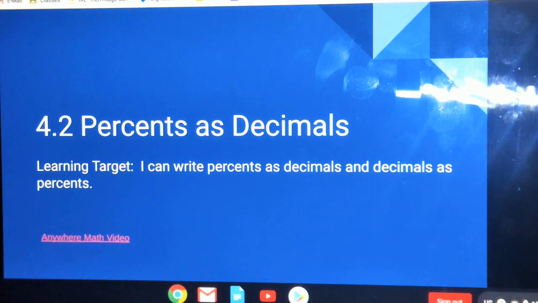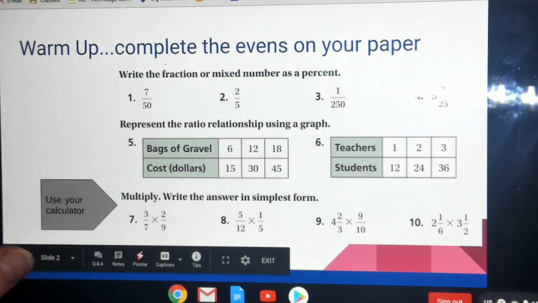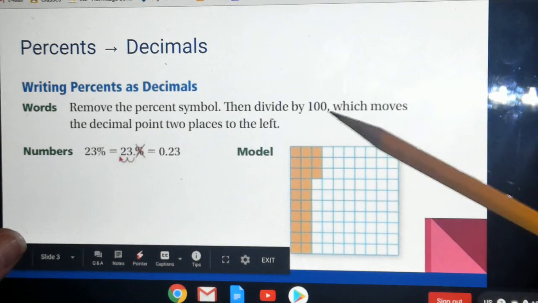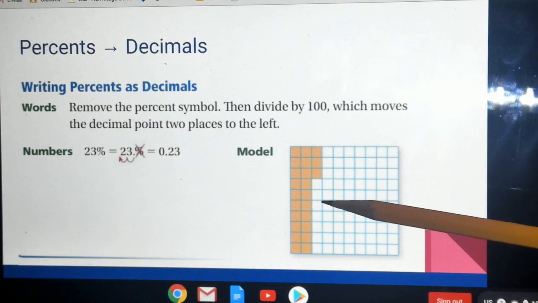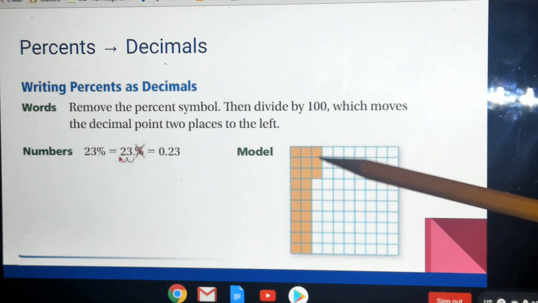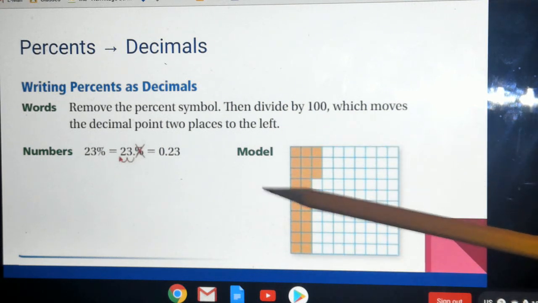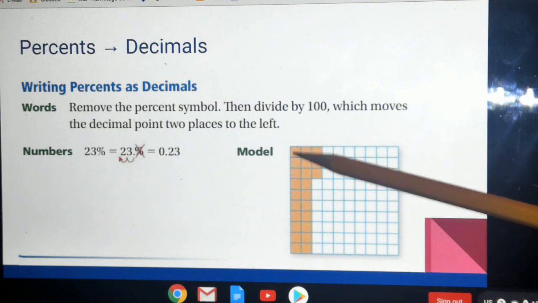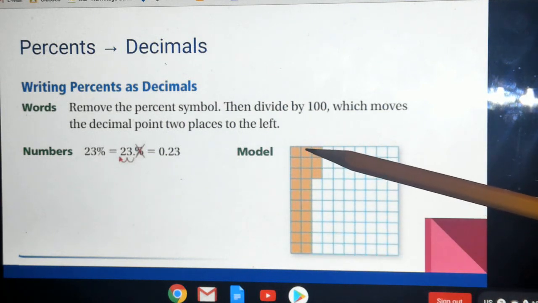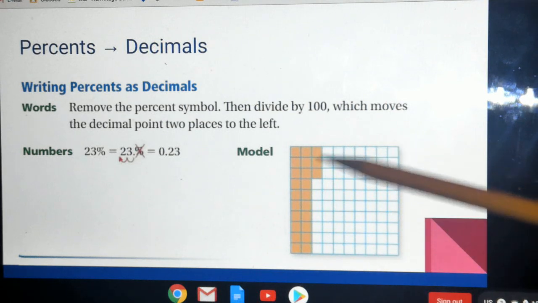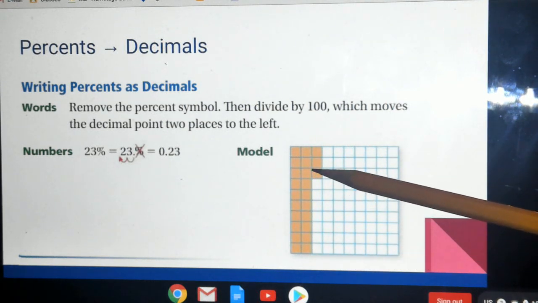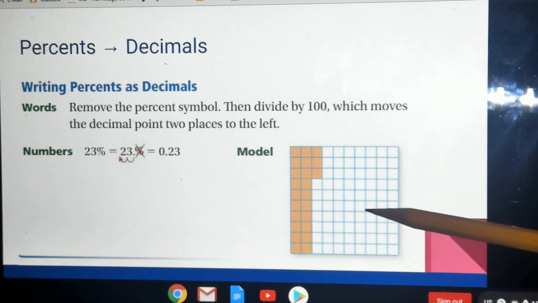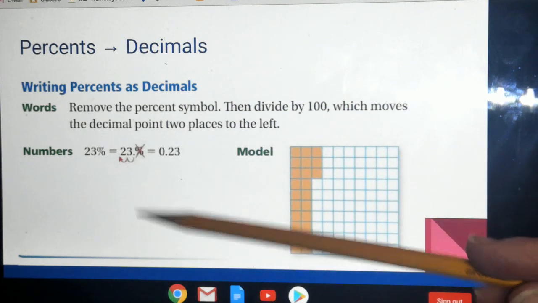But we learned Friday that we could represent numbers as a fraction, as a decimal, and as a percent, and it all means the same thing. So we learned that this is a hundredths block right here, and this would be 23 of them shaded in. So this would be 23 hundredths of the block is shaded in, right? So that's also, we know that if we put 23 out of 100 as a fraction, that means 23%.